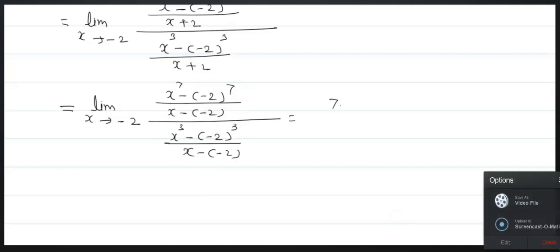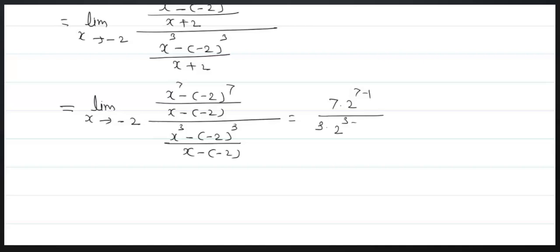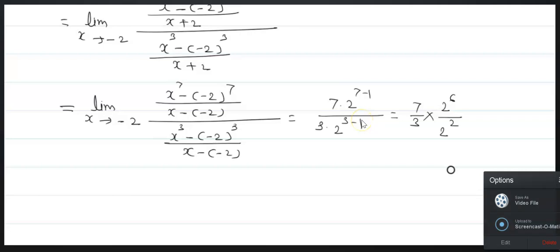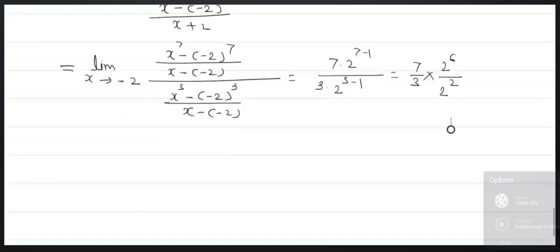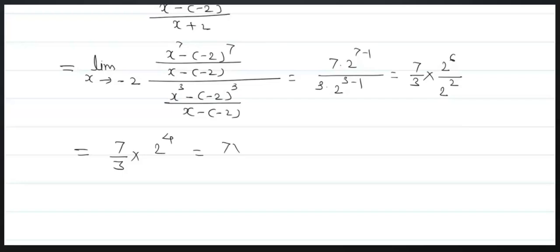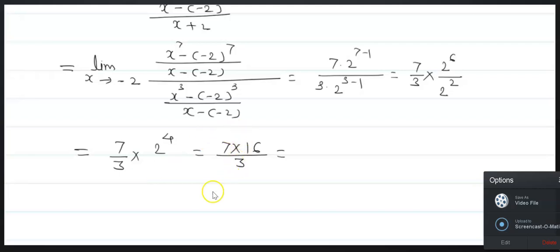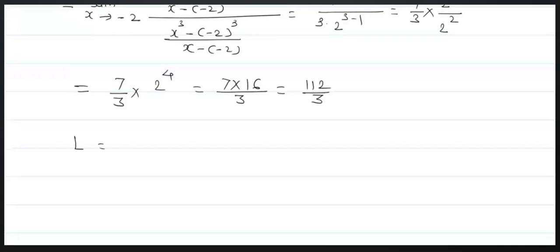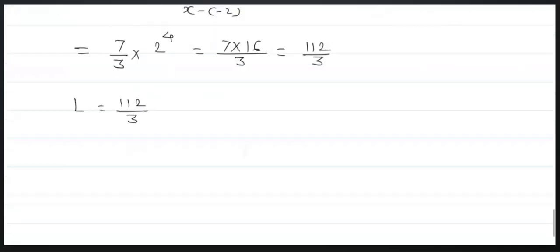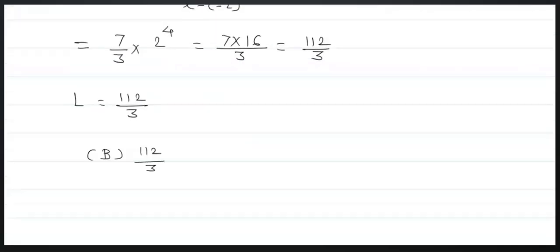Therefore, we can write like this by using the formula: 7 into 2 raised to 7 minus 1 upon 3 into 2 raised to 3 minus 1. Now this is 7 by 3, 2 raised to 6 upon 2 raised to 2. Therefore, you will get 7 by 3 into 2 raised to 4. That is 7 into 16 upon 3. That is, L is equal to 112 upon 3.